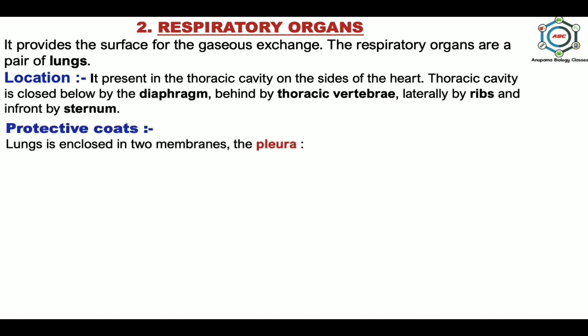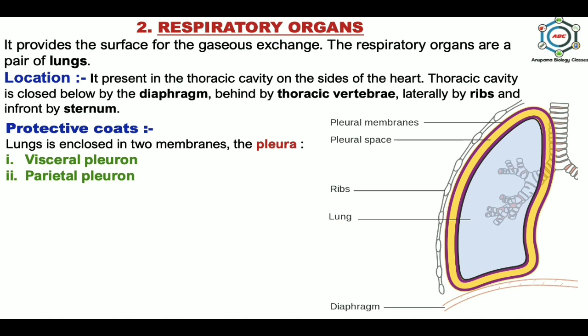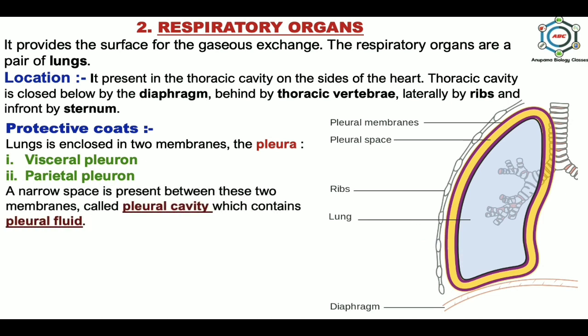Now, what is the covering of the lungs? The protective coat of the lungs is formed by two membranes known as pleura, and pleura is the peritoneum of the thorax. So, the lungs have two membranes. The first one is the visceral pleura and the second is the parietal pleura. The visceral pleura is the inner membrane while the parietal pleura is the outer membrane. And the space present between these two membranes is known as the pleural cavity, which contains pleural fluid.